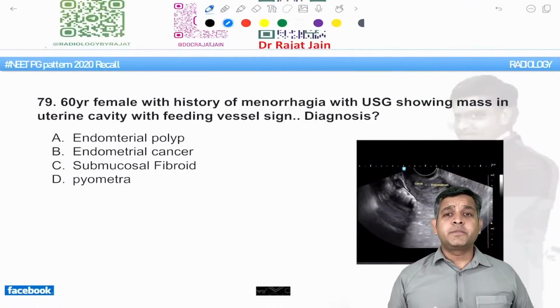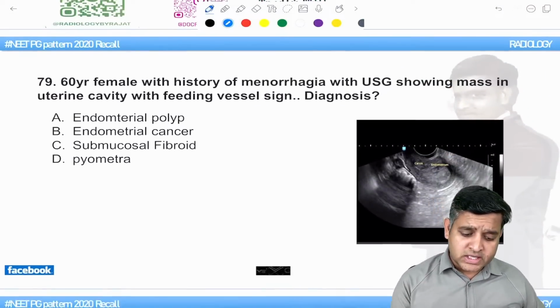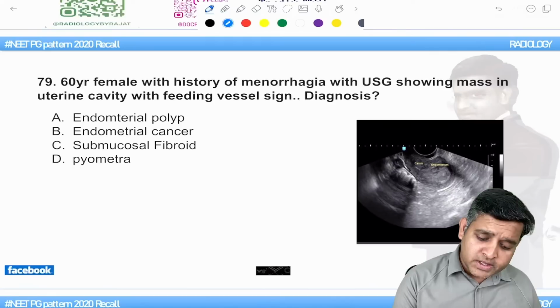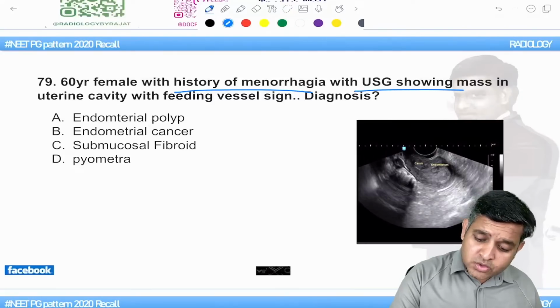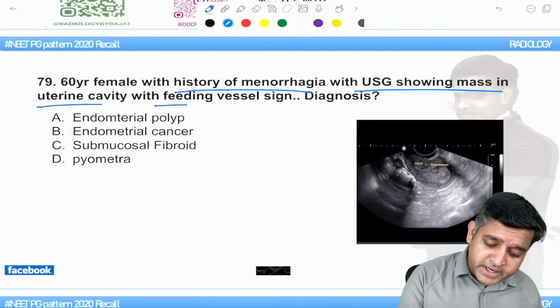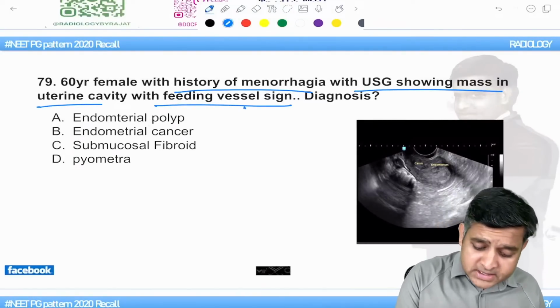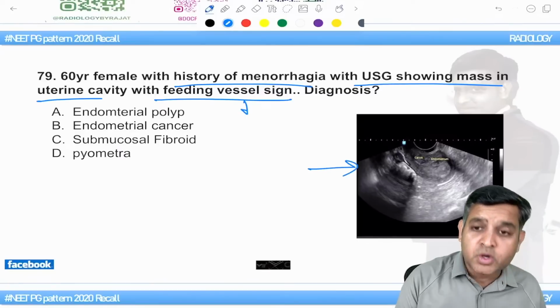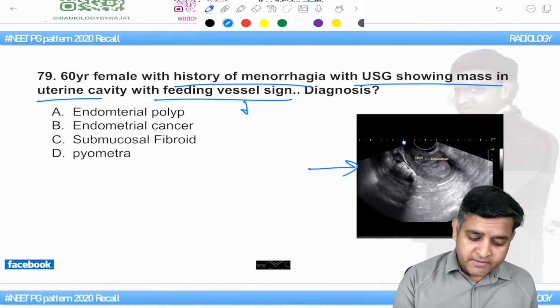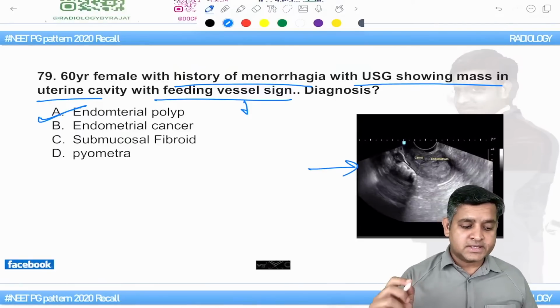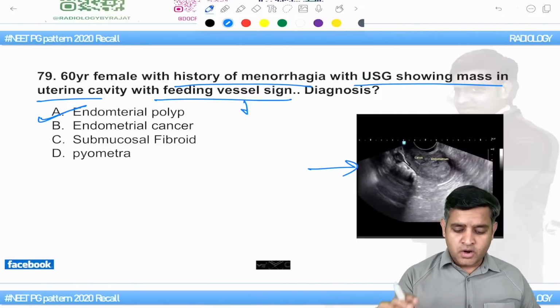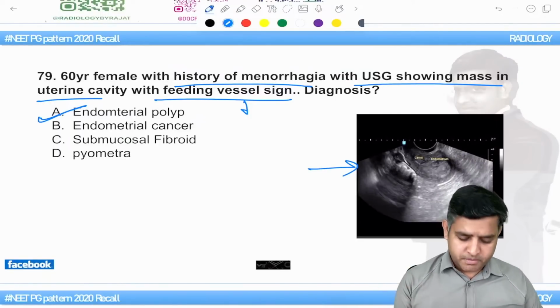NEET PG 2020. This was another question that was asked. A 60-year-old female with history of menorrhagia and postmenopausal bleeding, with ultrasound showing a mass in the uterine cavity with feeding vessel sign. So feeding vessel sign was given. Even if you do not know anything about the image, ignore it. Feeding vessel sign is a feature of endometrial polyp, right?